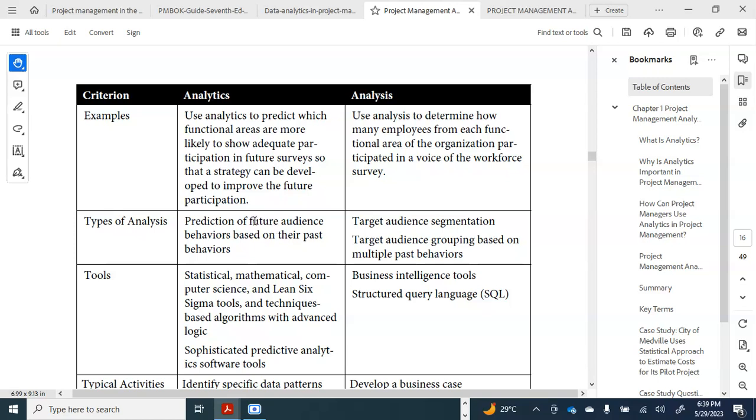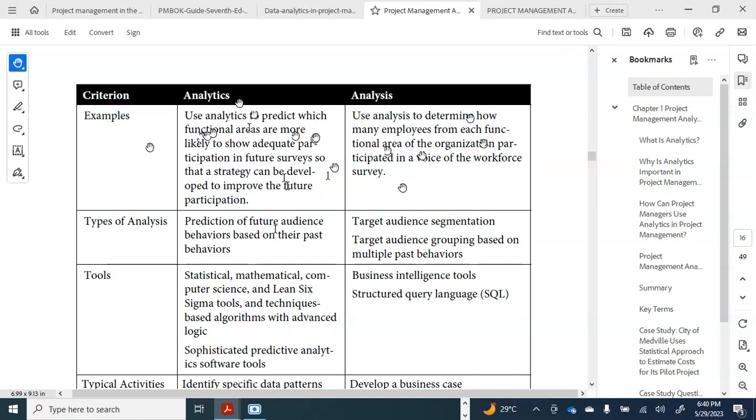So yeah. I'll move ahead to the criterion examples. Remember, we're talking about the difference between analytics and analysis. So analytics here: use analytics to predict which functional areas are more likely to show adequate participation in future surveys so that a strategy can be developed to improve the future participation. See that? And analysis here: use analysis to determine how many employees from each functional area of the organization participated in a voice of the workforce survey.